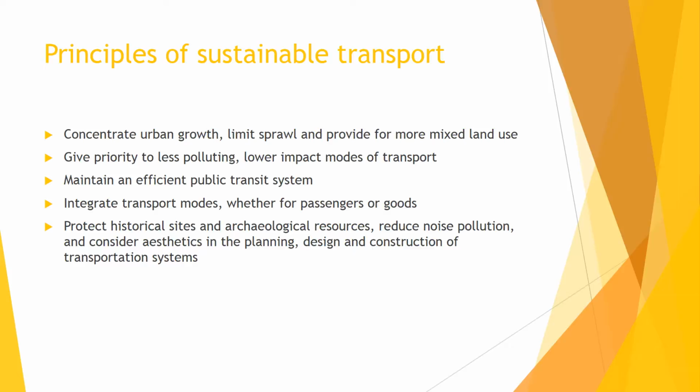So there's usually some kind of statement around the concentration of urban growth, limiting sprawl, those kind of unserviced areas that pop up if you don't plan for a more balanced approach, and providing for more mixed land use. Making sure that there are options for less polluting, lower impact modes of transport than a car-dominated city, which means maintaining an efficient public transport system, an integrated transport system for both passengers and goods, recognising that for most journeys, one transport mode is rare. Even for people using their cars, they're also walking.